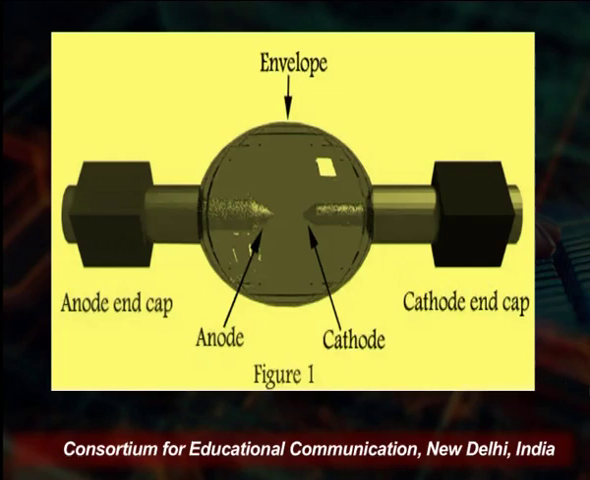You see on the screen, this is the arc lamp. On one side there is an anode and cap, and on the other side there is a cathode and cap. One is the anode and the other is the cathode, and it is enveloped in a glass chamber. This is one type of arc lamp.